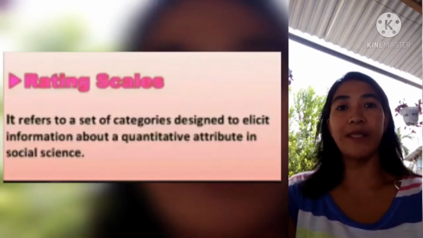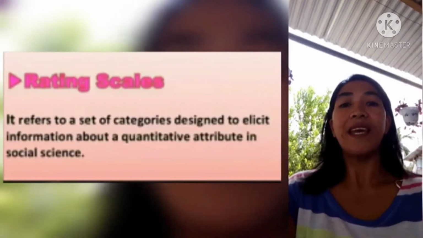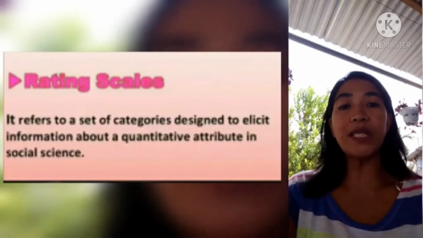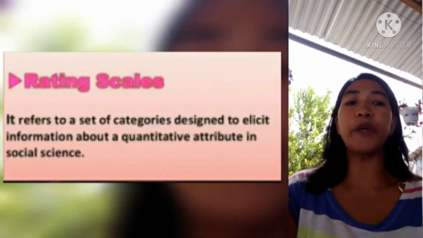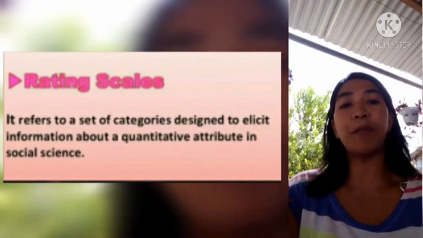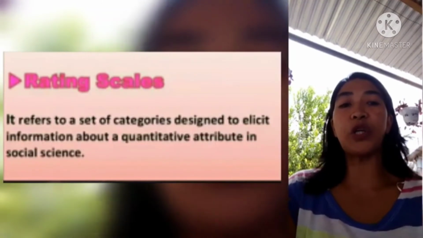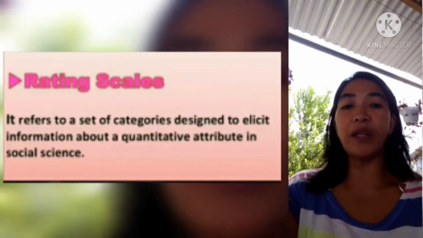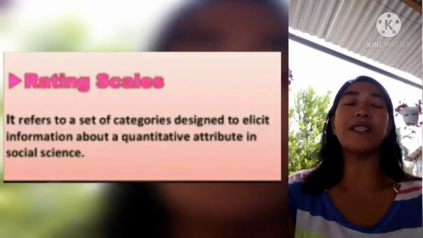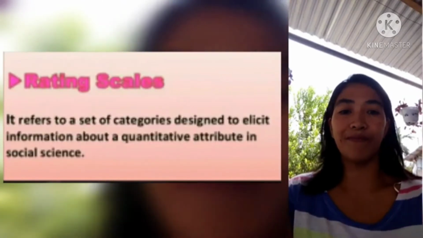Rating scales. It refers to a set of categories designed to elicit information about a quantitative attribute in social science. In these scales, it allows teachers to indicate the degree or frequency of the behavior, skills, and strategies displayed by the learner. So it is also used by a teacher to record observations, and the students can use it as a self-assessment tool.